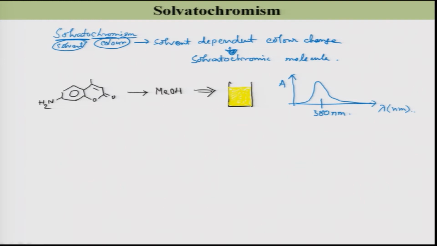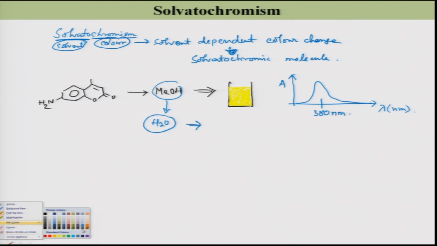Now, if you change the solvent from methanol to some other solvent, let us say from methanol to water, you see a small change in the coloration, but there is a change. The color changes from bright yellow to some dark yellow, something like this. Do not go exactly by color, I am just trying to tell you the phenomenon, all right.